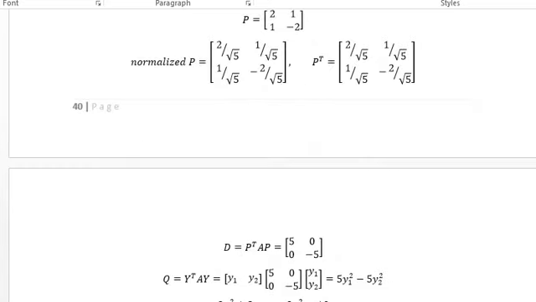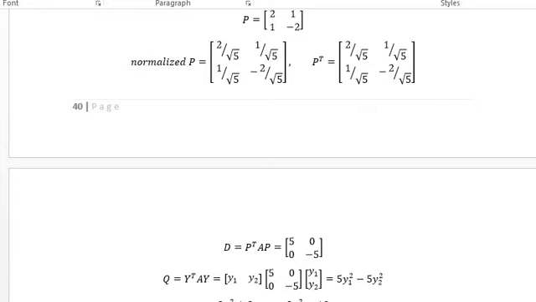Okay, now our step is to write the model matrix. How to write the model matrix? We use the help of our eigenvectors. The eigenvector for lambda is equal to 5 is our first column, that is (2, 1). And the eigenvector for lambda is equal to minus 5 is our next column, that is (1, minus 2). So P is our model matrix, P is equal to [2, 1; 1, minus 2].